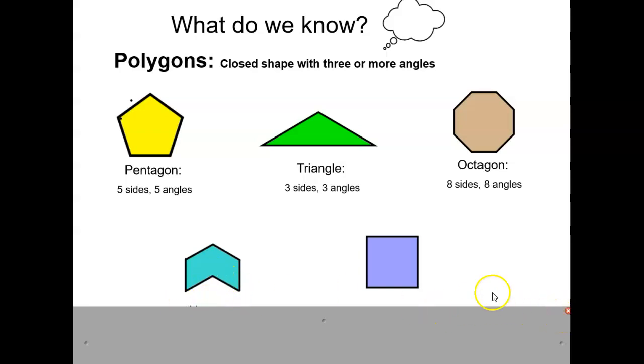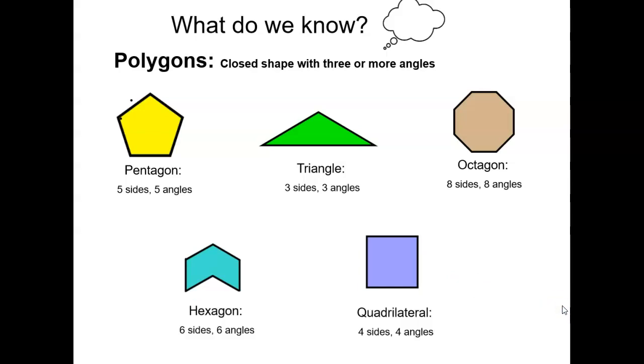And last but not least, what is this shape called? You're right. It's a quadrilateral, and it's the shape we will be really focusing on today. A quadrilateral has 4 sides and 4 angles. You know that all of these shapes are classified as polygons because for a shape to be considered a polygon, it just needs to be a closed shape with 3 or more angles. These are all closed shapes with at least 3 angles.